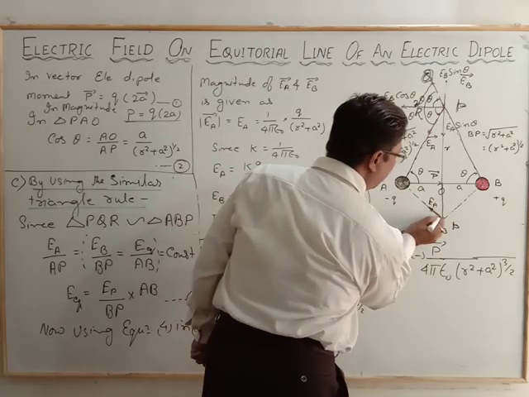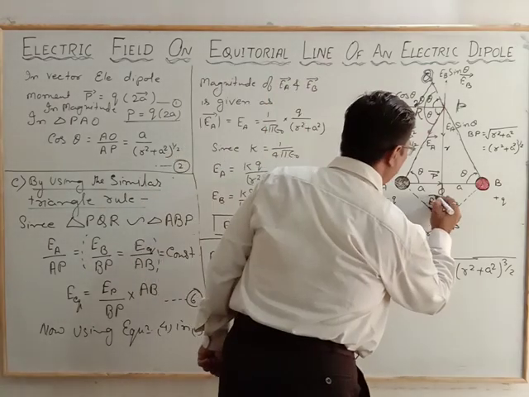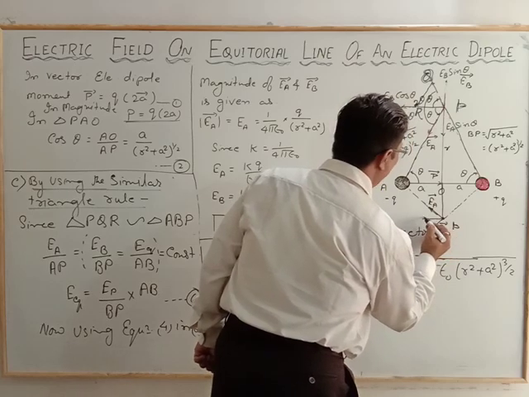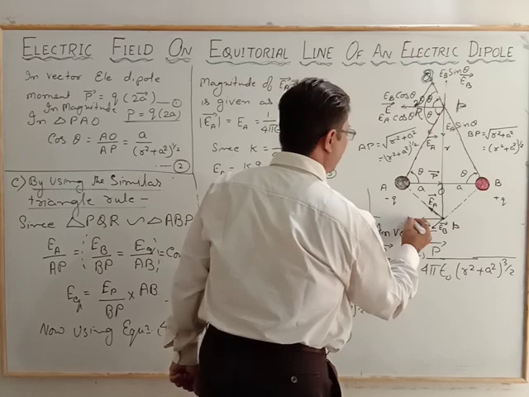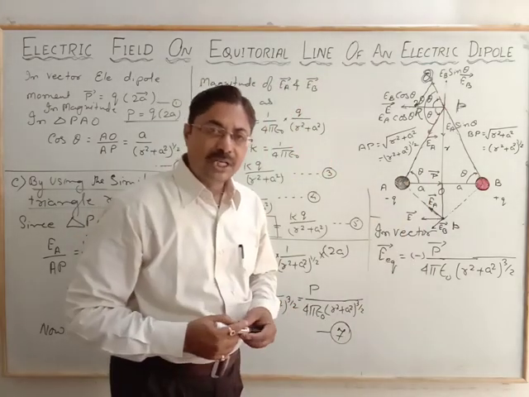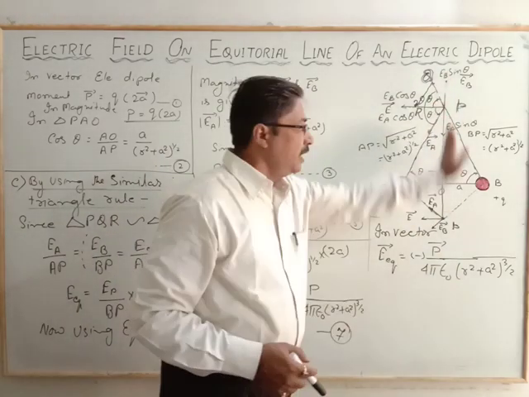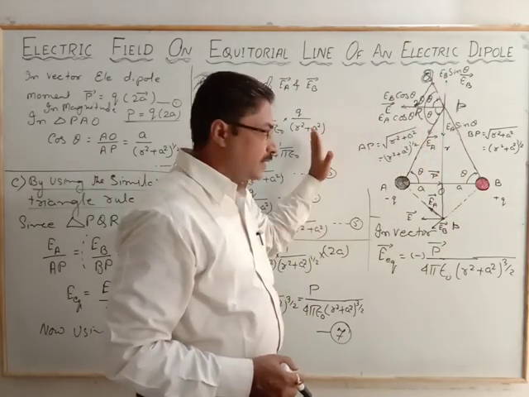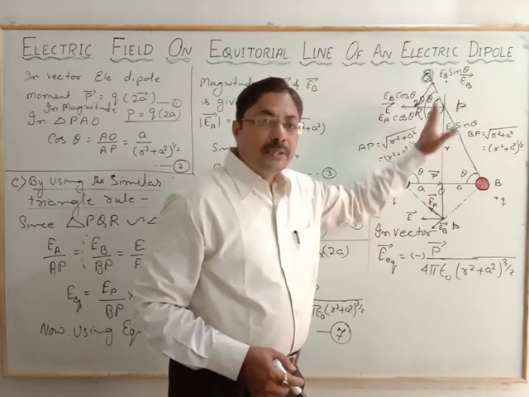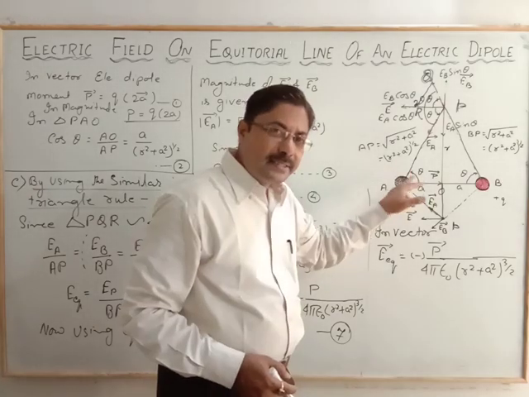Both relations will show that the diagonal of these two vectors, the EA vector and the EB vector, is along the direction opposite to the dipole moment. The E vector is again opposite to the dipole moment. We come to the conclusion that along the equatorial, anywhere, the electric field is always against the dipole moment. Along the equatorial, the electric field direction is always against the dipole moment.